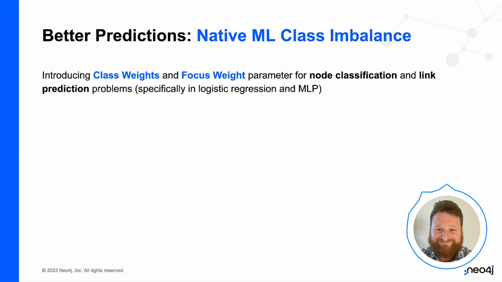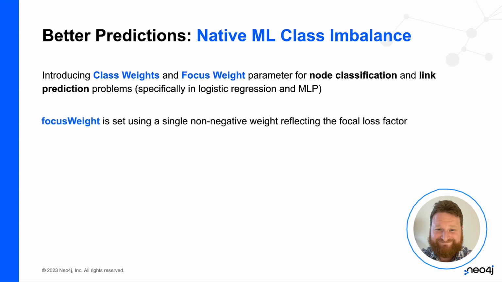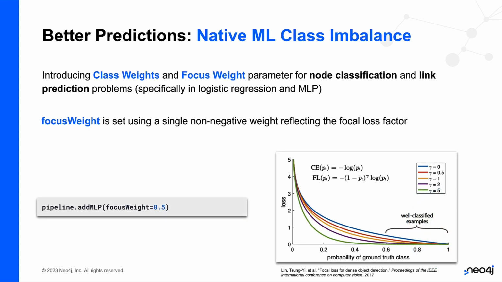The other one, focal weight, is a little bit more unique. Basically, it's setting a single non-negative value to reflect something called the focal loss factor. And all that really does is it changes the loss function. So the default would be 0, which would basically be doing nothing. And then as that number goes up, you can see here in this chart on the right-hand side that you get more dispersion for misclassified examples.